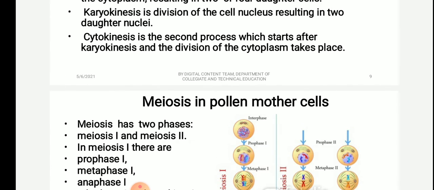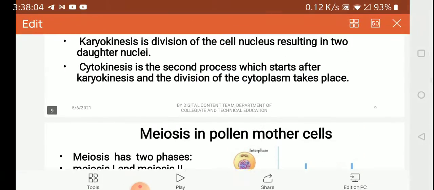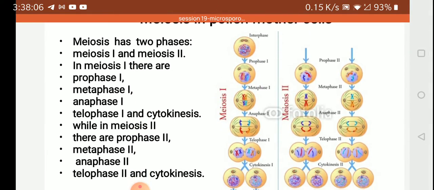Karyokinesis is the division of the cell nucleus resulting in 2 daughter nuclei, followed by cytokinesis, the second process, which starts after karyokinesis and the division of the cytoplasm takes place. So in cell division, we know that there is karyokinesis and cytokinesis. Karyokinesis is the division of the nucleus, whereas cytokinesis is the division of the cytoplasm. This takes place depending on the type of the plant. So let us go to the next one.